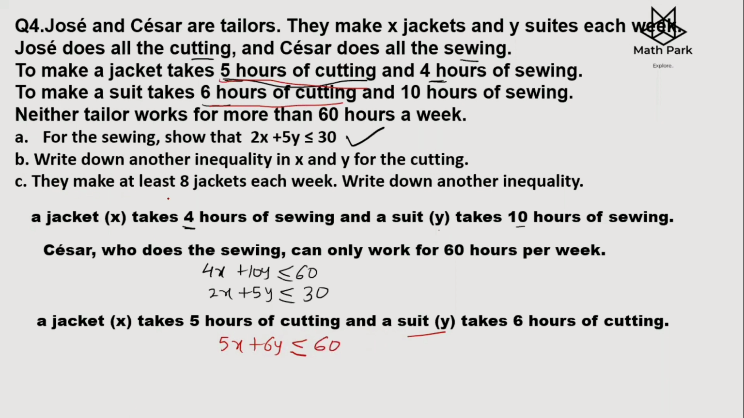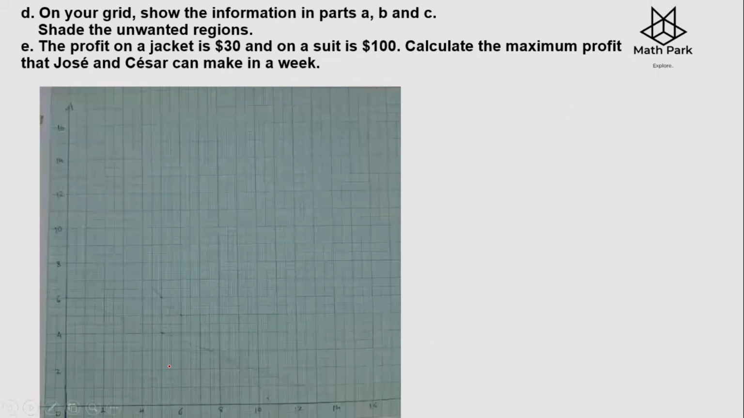Next, they make at least 8 jackets. At least, so it could be more than 8 also. So the third inequality is x is greater than or equal to 8. These are the three inequalities we have done. This is our part A, this is B, and this is C. So we have done A, B, C. Moving on to the next part of the question.